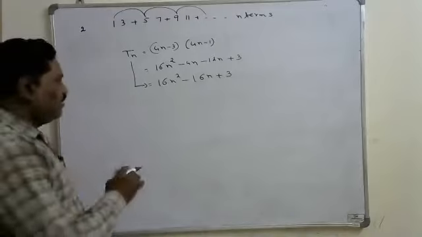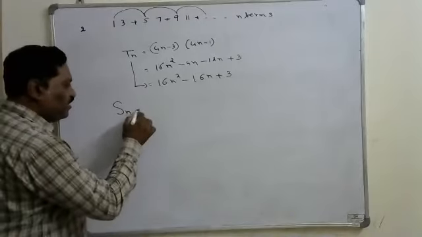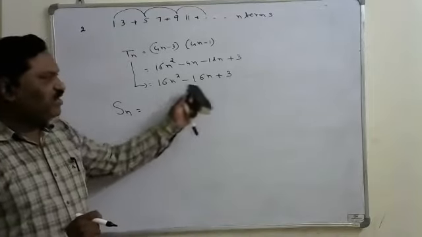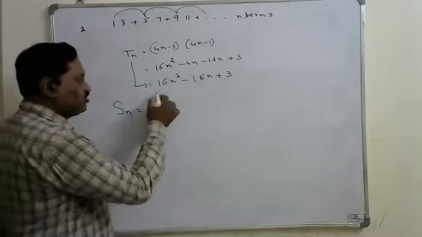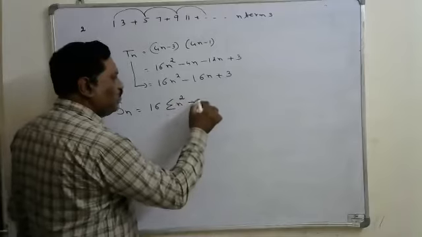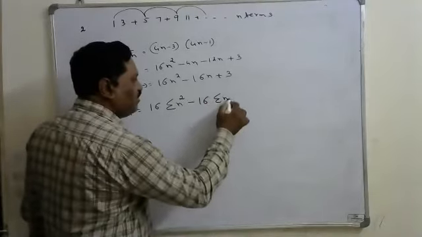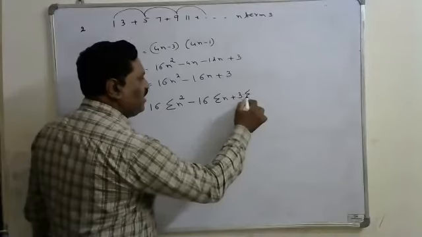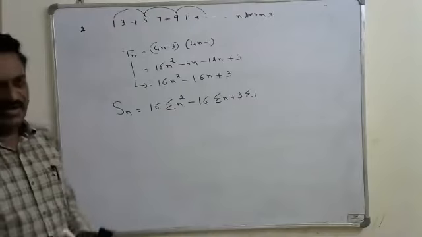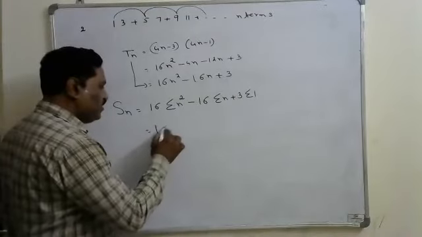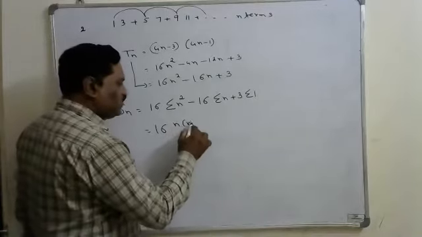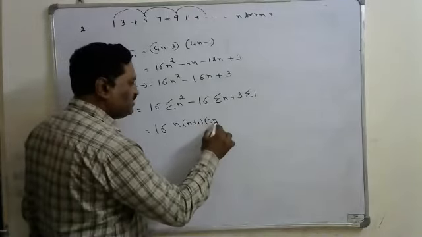Then to find the sum of the n terms, just simply keep the sigma before every term of this nth term. So here 16 is the constant, keep outside the sigma, which is sigma n square, minus 16 times sigma n, plus this is 3 into 1, so I can write 3 into sigma 1. Then it is 16 times. We know the formula for sigma n square, which is n into n plus 1 into 2n plus 1 by 6.